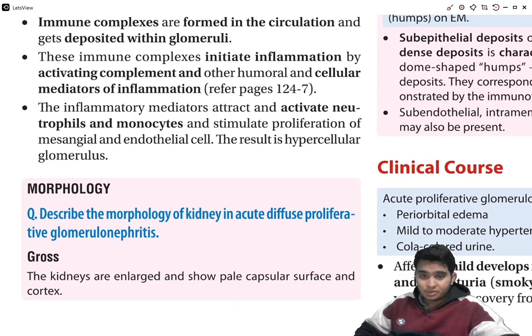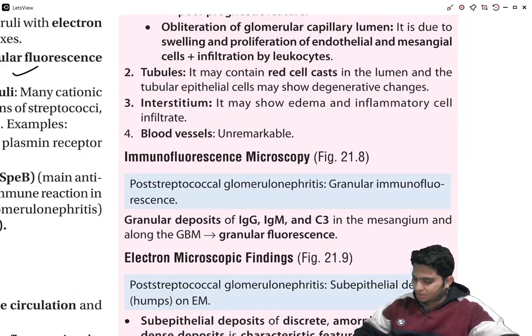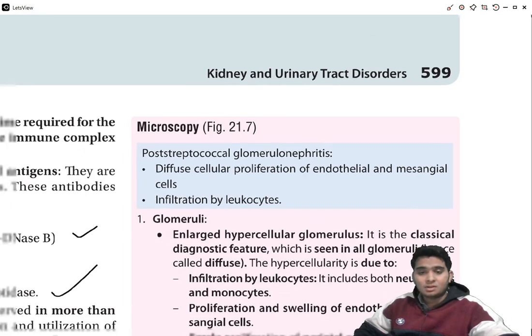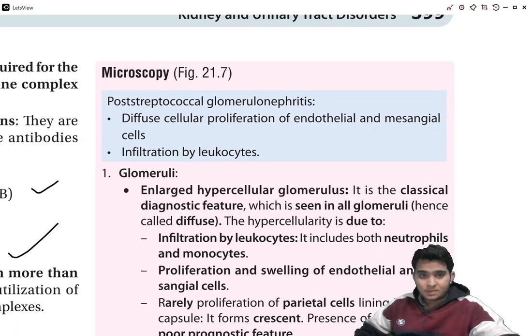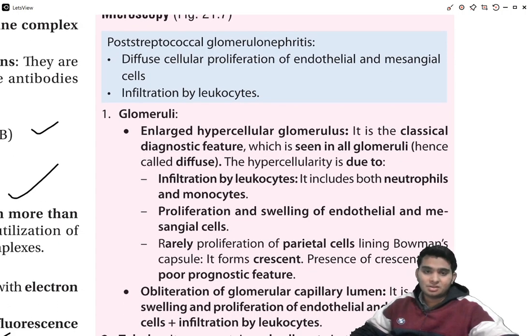Now let's talk about the morphology. The kidneys are enlarged, with a pale capsular surface and cortex. If we talk about the microscopy, first the glomeruli: an enlarged hypercellular glomerulus is the classical diagnostic feature, as we discussed in the mechanism of damage, which is seen in all glomeruli. Hence it is called diffuse.